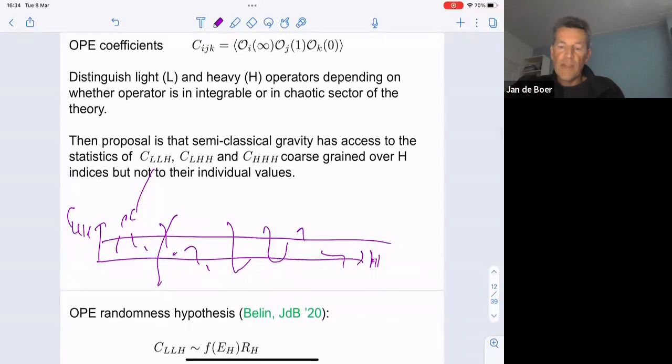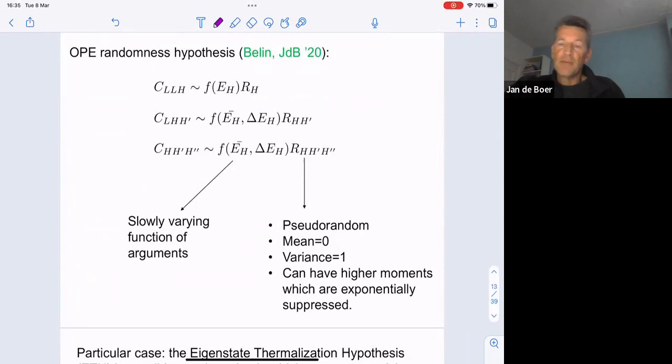To be a bit more precise, we propose something called the OPE randomness hypothesis, which says that each of these OPE coefficients, that is a mix of low and high energy information, is given by a slowly varying function f that depends on the energies of the heavy operators that appear in the OPE, times an r, which is some sort of random type object. It is going to have a mean equal to 0. We can assume it has a variance equal to 1. So that means that the one-point function of r is 0. The two-point function is approximately 1. And then there can be higher order correlation functions, which are like the higher moments of the probability distributions. They will be exponentially suppressed, but they are in principle computable, but the individual values are not.